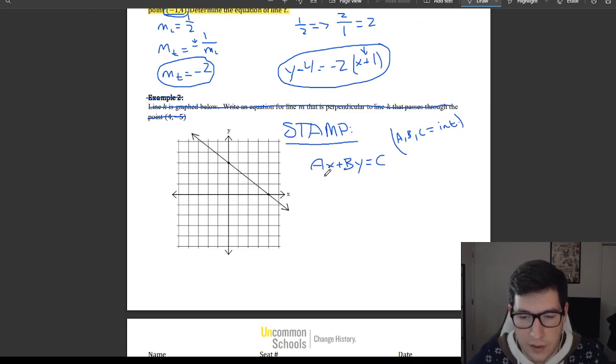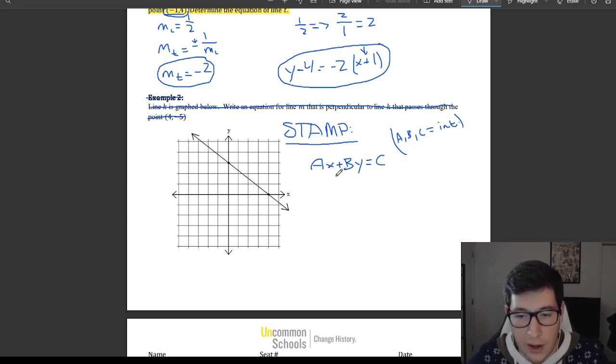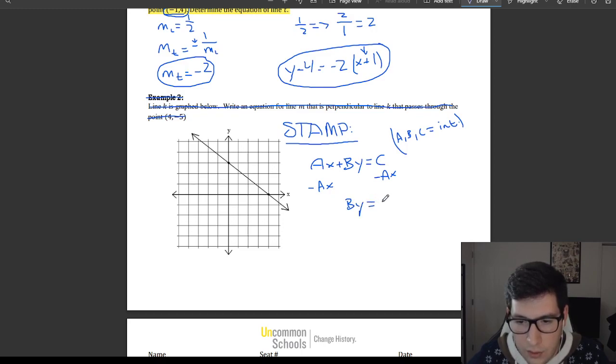So if I'm looking at my standard form, what I really want to see, especially now that we're dealing with parallel and perpendicular lines, is there a faster way to find slope rather than always having to solve for slope-intercept and then take it from there? And so we're actually just going to work with this in its general form. By that, what I mean is we're going to subtract ax from both sides here. And so I'm going to have that by is equal to negative ax plus c.